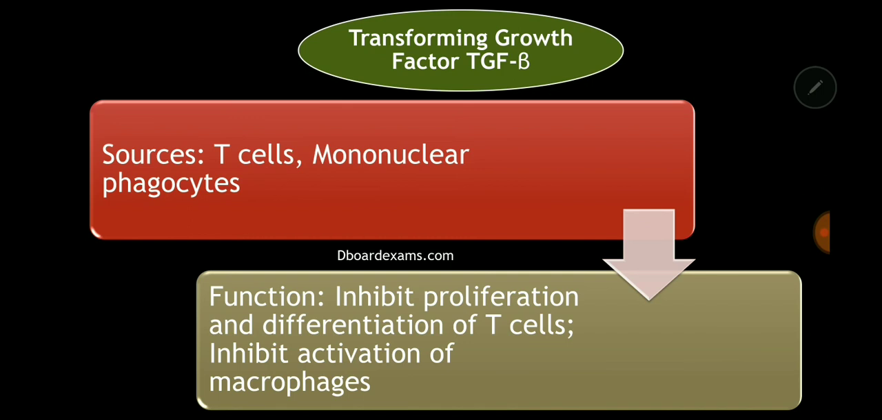So of course, once you activate the immune response, if you don't stop the immune response, that's when you have autoimmune diseases. You have to be able to turn off the immune response. So the transforming growth factor beta is one of the mechanisms by which the immune response is stopped after it does its job.